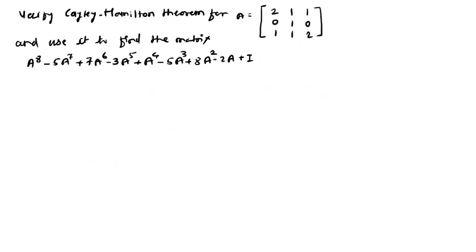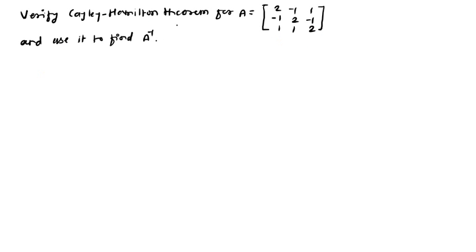Okay, now take some examples for the assignment. In this example also you need to verify the Cayley-Hamilton theorem for the given 3 by 3 matrix, and also find this value using the statement of the Cayley-Hamilton theorem. Also, one more example for assignment: again verify the Cayley-Hamilton theorem for the given matrix A, and also using that statement you need to find the value for A inverse.